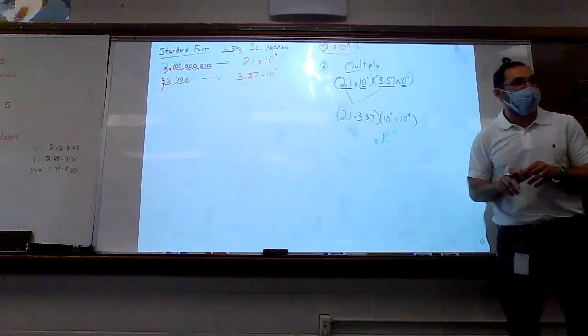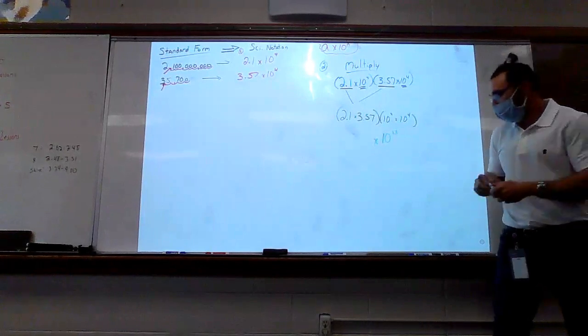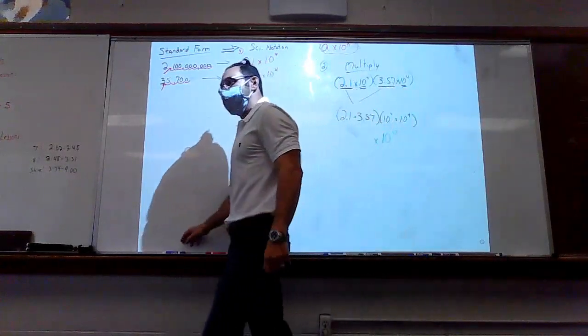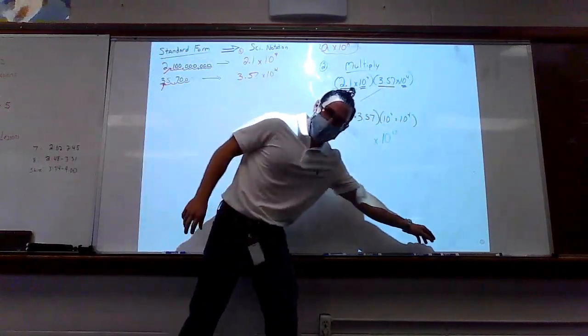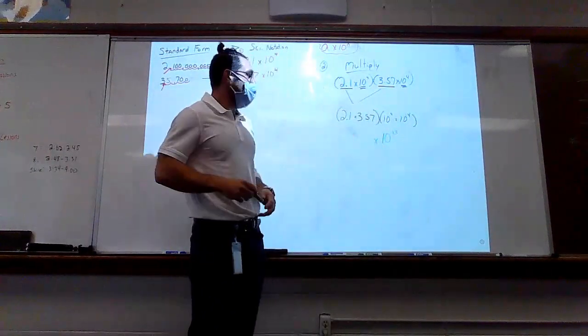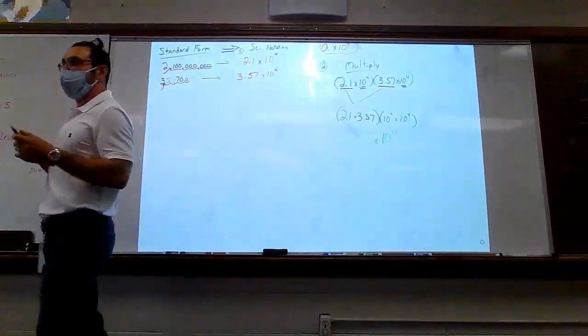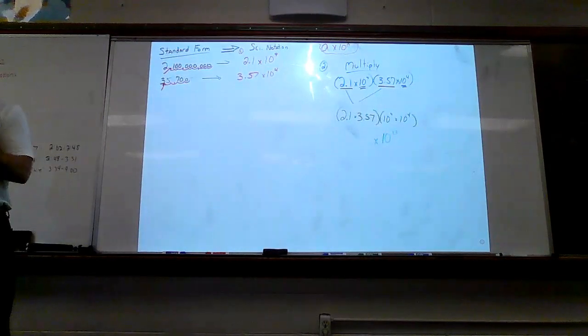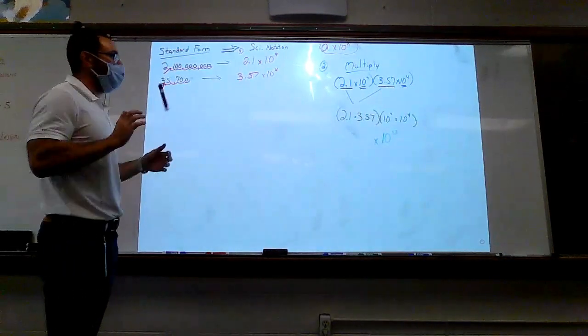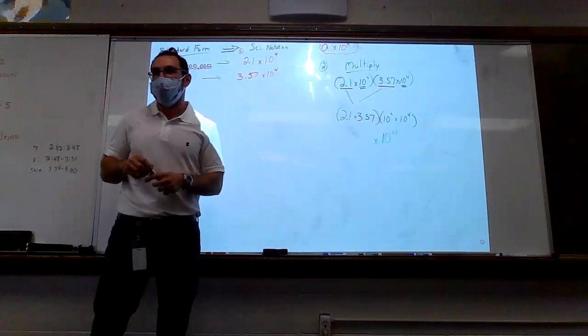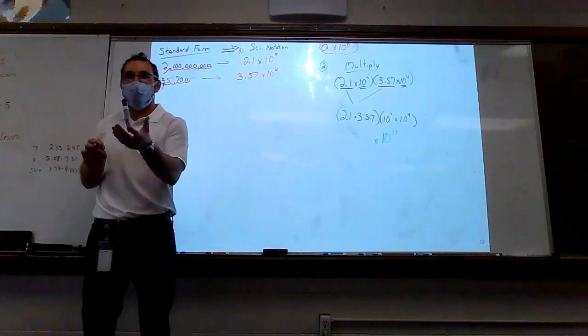But now we need to figure out this first part. How are we going to figure out the first part? Well, get your calculators. Physically pick up your calculators. This is everybody. Do 2 and 1/10 times 3 and 57/100ths. 2 and 1/10 times 3 and 57/100ths. Go. Raise your hand once you got it.